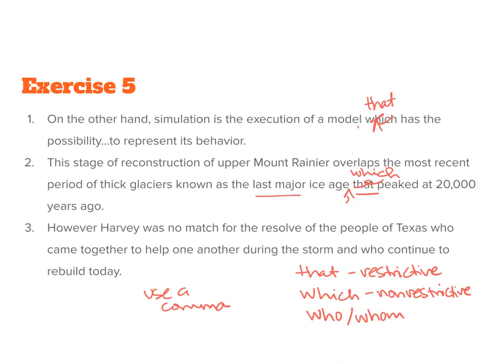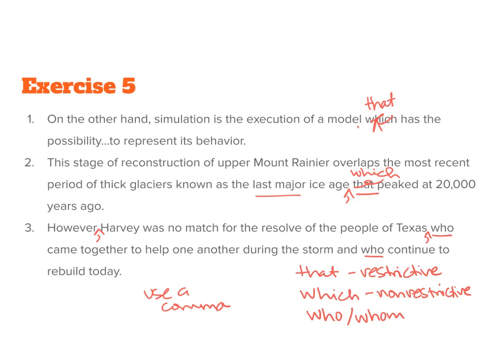So last sentence: "However", and remember when you see this "however," you probably want a comma there. "However, Harvey was no match for the resolve of the people of Texas who came together to help one another during the storm and who continue to rebuild today." So there's actually two relative pronouns there. And you might get tricked into thinking, oh, the "who came together to help one another"... So it was no match for the people of Texas. And what follows is extra information. It's nice, but you don't necessarily need it to describe the people of Texas.